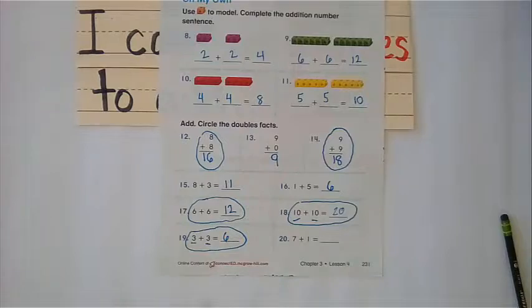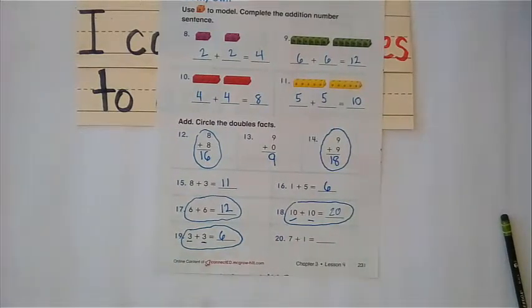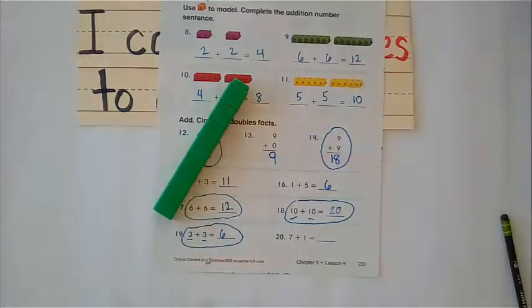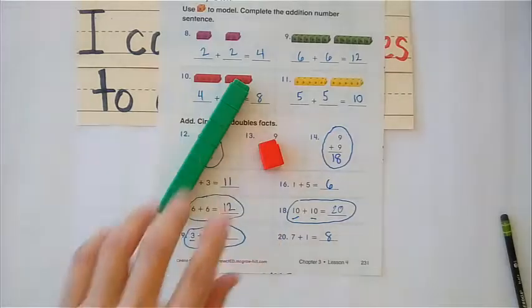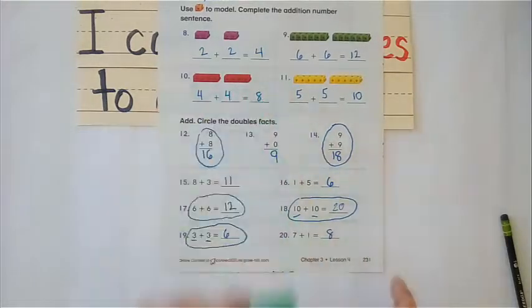How about 7 plus 1? Well, I have 7, and then 7, and then 1 more. That makes 8. Very good. Do I circle it? No, because the add-ins are different. It is not a double.